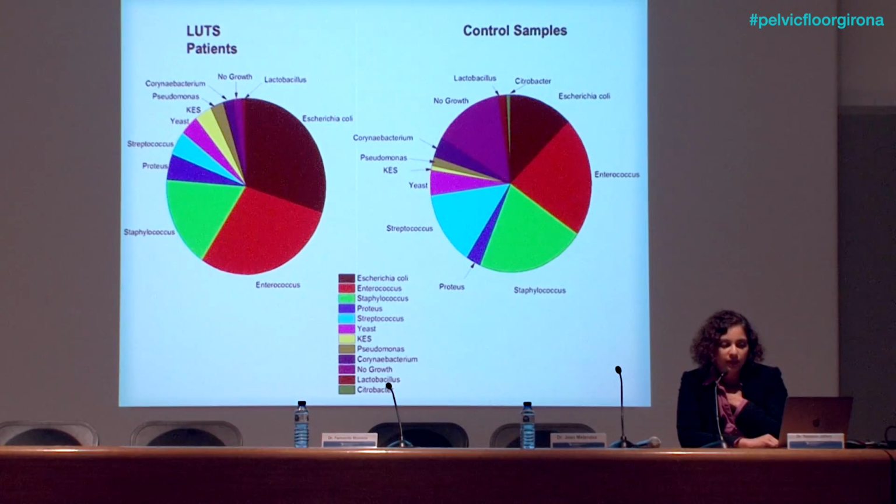Everybody's got some sort of bacteria in their urine. And yes, there are differences. There's more of some and less of others in the LUTS patients and the control group. But by and large, everybody's got bacteria. So what does that mean?